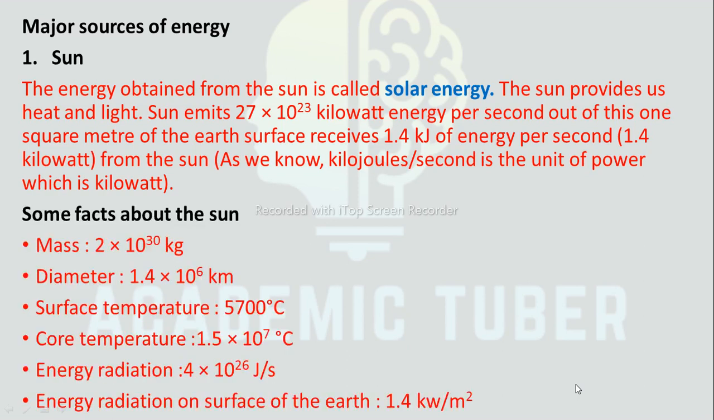Here are some of the facts about the sun. The mass of sun is 2 into 10 to the power 30 kg, diameter 1.4 into 10 to the power 6 km, surface temperature 5700 degrees Celsius, core temperature 1.5 into 10 to the power 7 degrees Celsius, energy radiation 4 into 10 to the power 26 joule per second, energy radiation on surface of Earth 1.4 kilowatt per square meter.